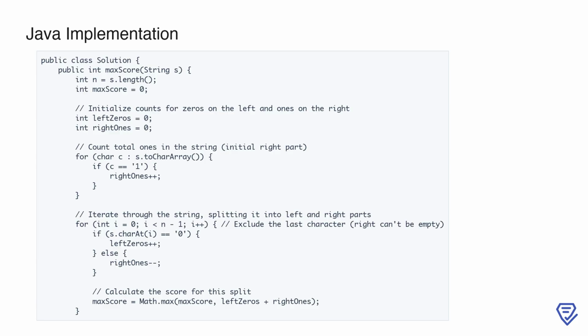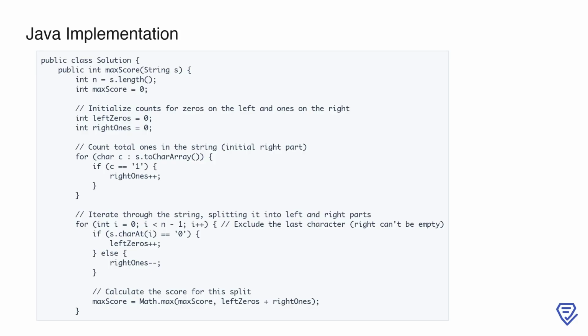The method maxScore takes a string S as input and calculates the maximum score that can be achieved by splitting the string into 2 non-empty parts. We start by determining the length of the string and initializing the maxScore variable to 0. Additionally, we set up 2 counters, left zeros to track the number of zeros in the left part of the split, and right ones to track the number of ones in the right part.